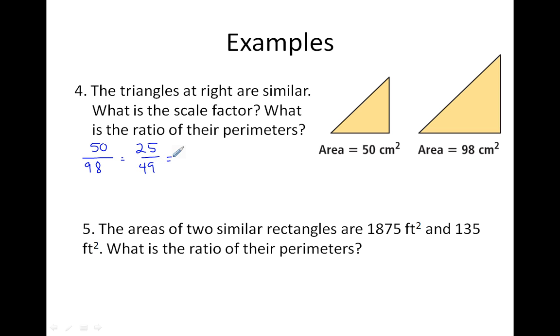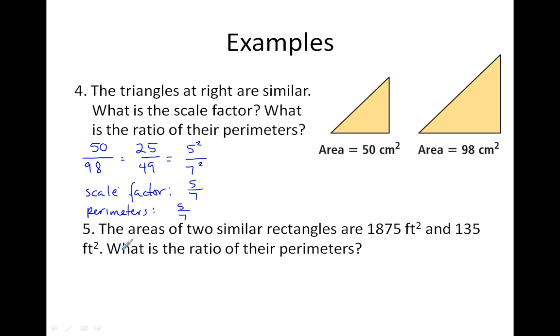Those are both perfect squares, which is really nice. We have 5 squared and 7 squared. So the scale factor, because remember, when we're dealing with areas, it's the numbers squared, so the scale factor is going to be 5 to 7, and the ratio for the perimeters is the same as the scale factor, so it's also going to be 5 to 7.